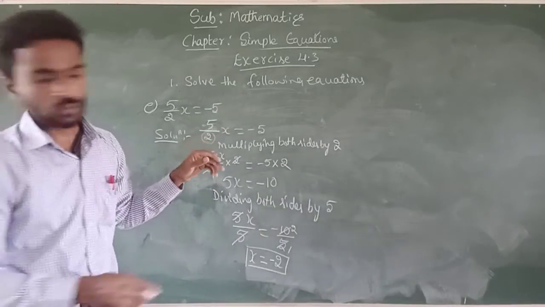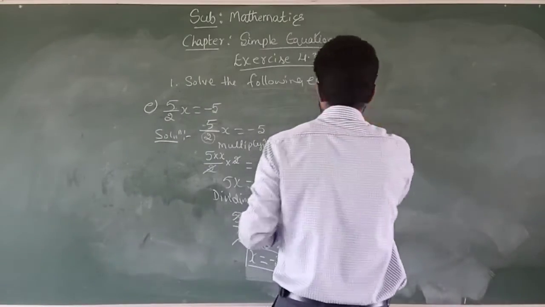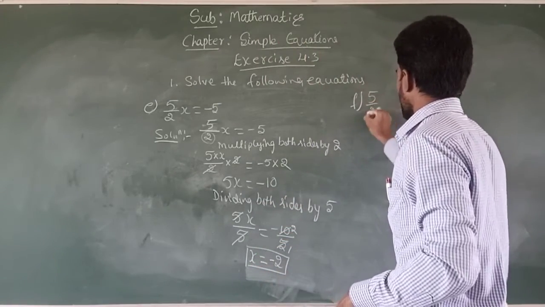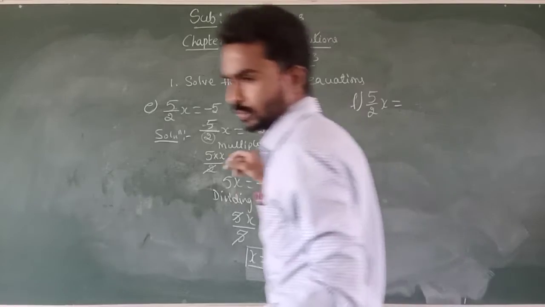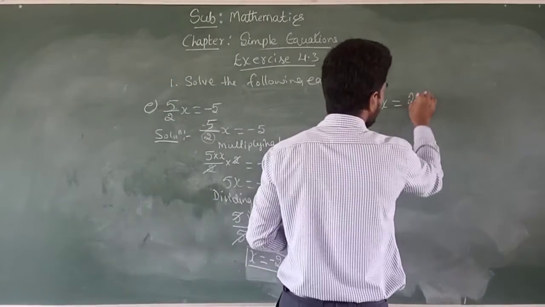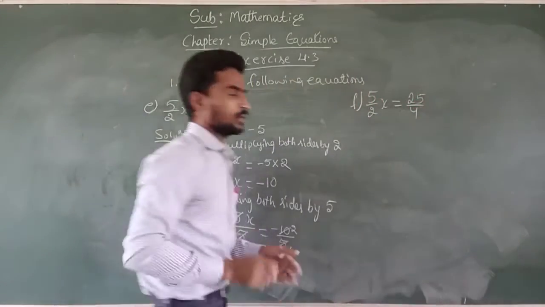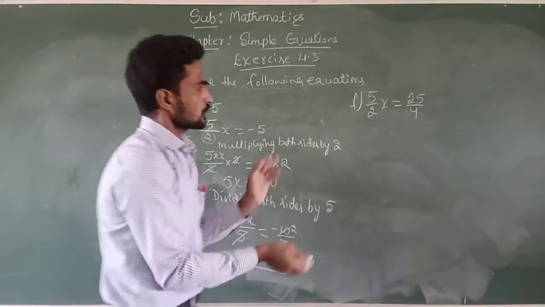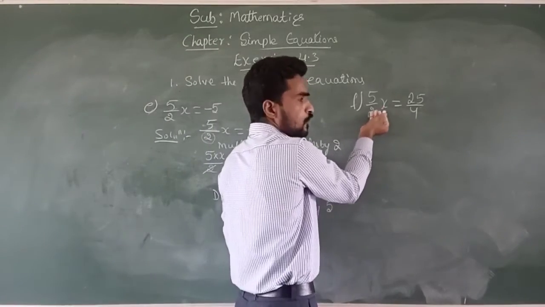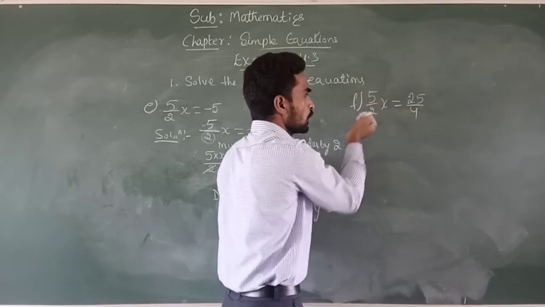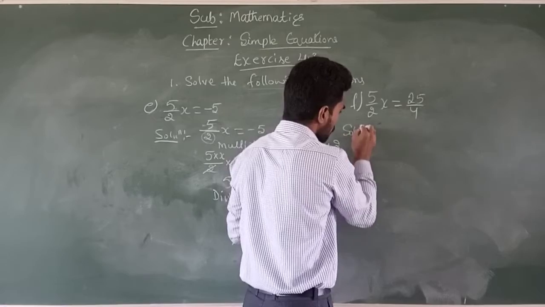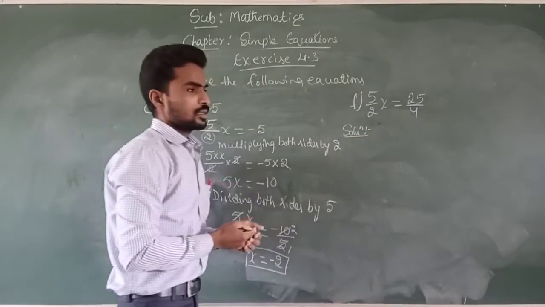Now we move on to sub question F. 5 by 2 x is equal to 25 divided by 4. Now here also x is the variable, and the coefficient of this variable is 5 by 2. Now we can solve this equation.